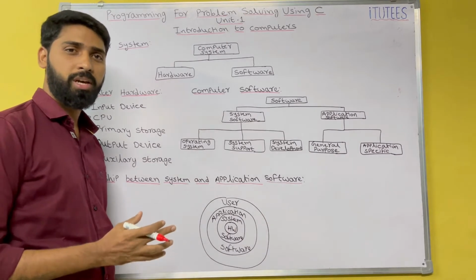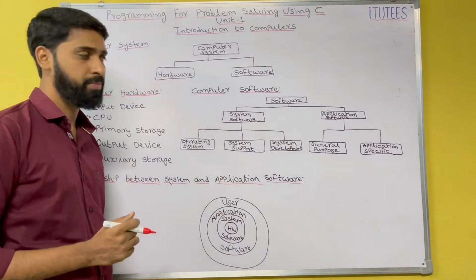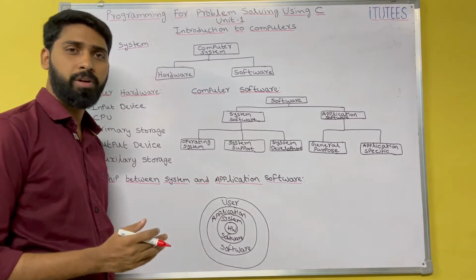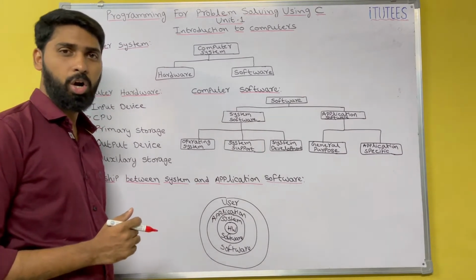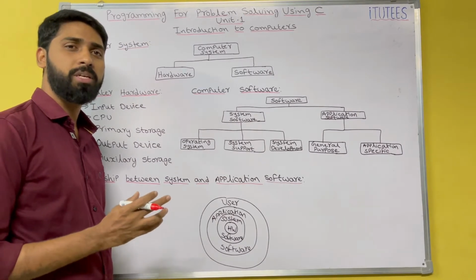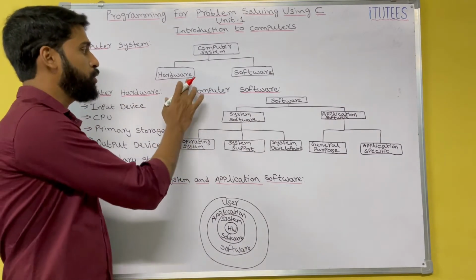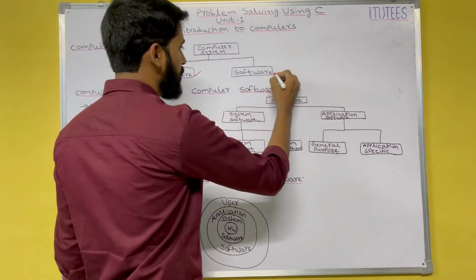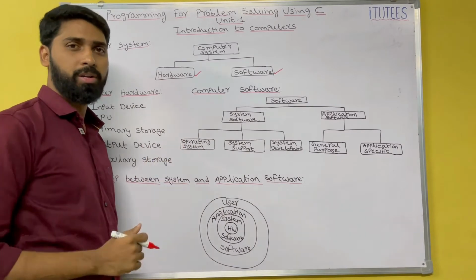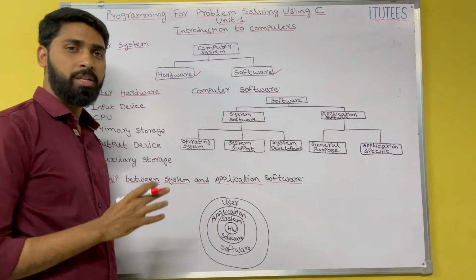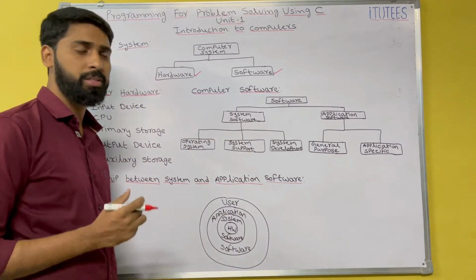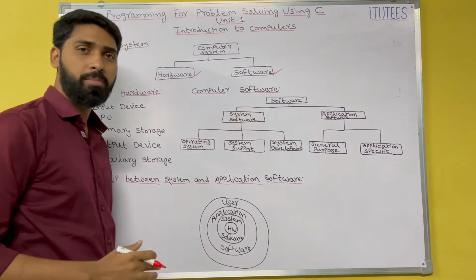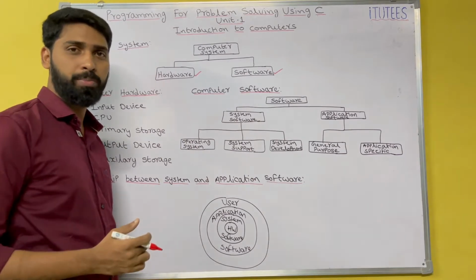Now, we understand the structure of the system. A computer system is an electronic device which can perform arithmetic and logical operations. When you see a system, there are two parts: one is the hardware, another is the software. So, what is the hardware? The physically visible components are nothing but hardware, and software is nothing but the program that is not visible to us.